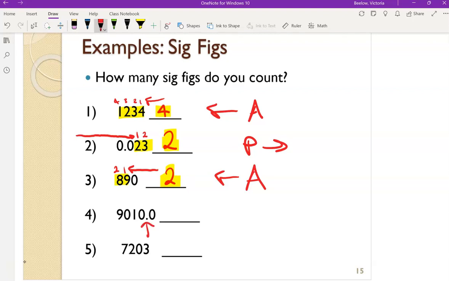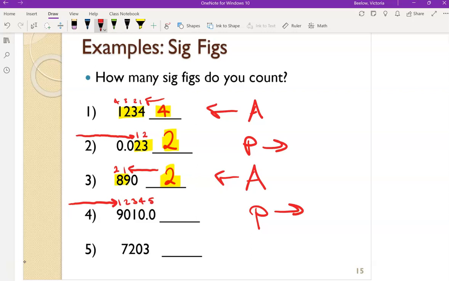Number 4 here, there is a decimal present. So P for Pacific for present. So I'm starting on the left-hand side, and I'm moving towards that number. The first number I come across that is not 0 is the 9. So I count that and everything after that, including other zeros, as significant.